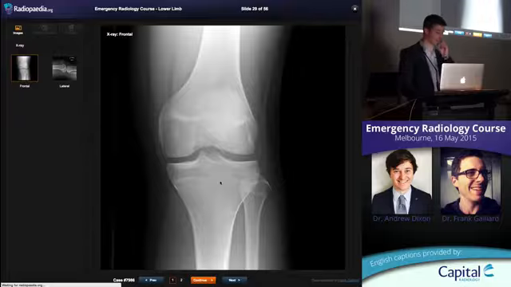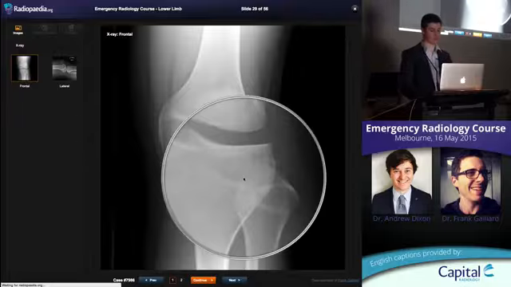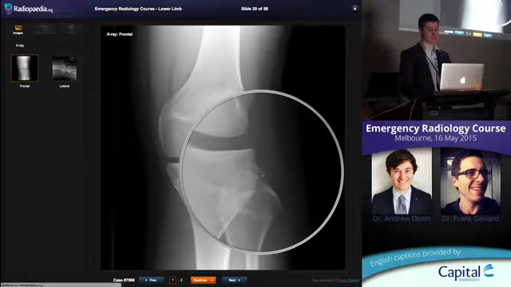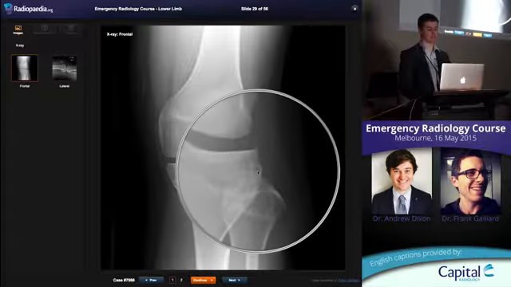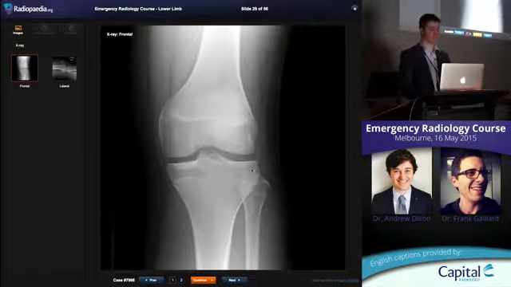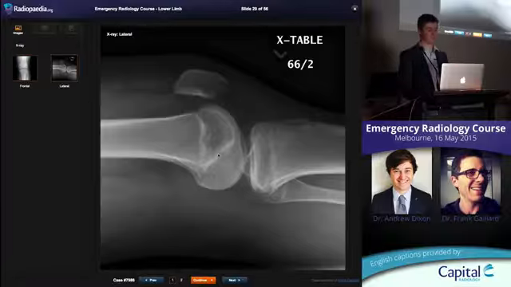The next little avulsion fracture that's important to know about is this tiny little bit of bone here. Can you see that? Pulled off the top of the fibula. It's really hard to see often. That's why I was talking about looking for that area specifically. Hard to see on the lateral as well.